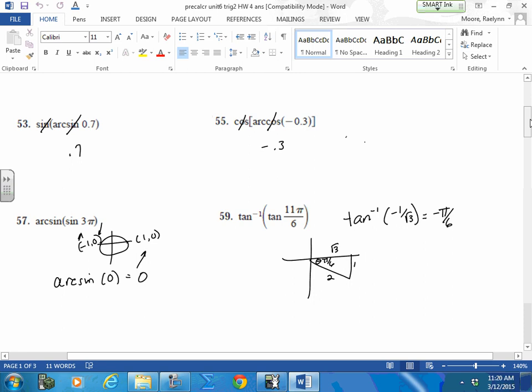Arc says I want a restricted angle. This is what it's asking me: that has a sine of 3 pi. So order of operations, I go to my parentheses, I find 3 pi. 1, 2, 3. Here's 3 pi. It's not a restricted angle, it's just a regular angle. I find its sine. Its sine is 0. So I replace this with a 0.